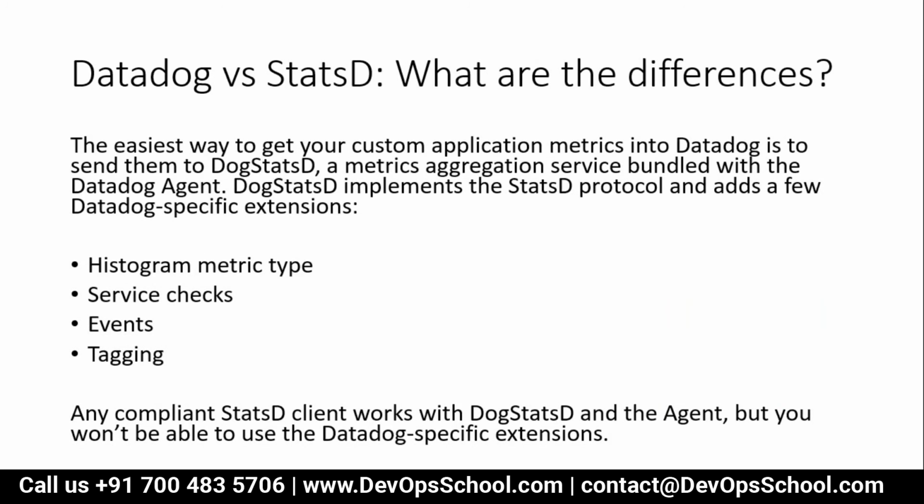Okay, so now what are the major differences here? The easiest way to get your custom application metrics into Datadog is to send them to DogStatsD, not StatsD, a metrics aggregation service bundled with the Datadog agent. So here DogStatsD implements the StatsD protocol and at the same time adds a few Datadog-specific extensions, for example histogram, service check, events, tagging. So these are the additional features which have been added by DogStatsD.